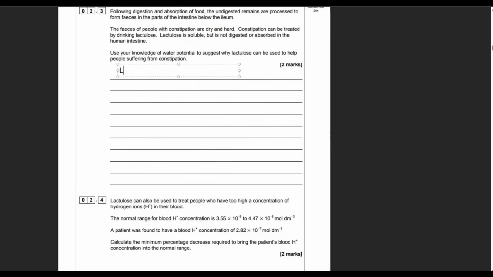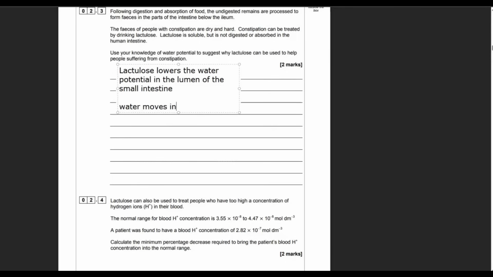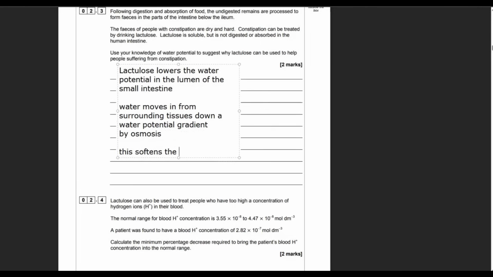So we want to say lactulose lowers the water potential in the lumen of the small intestine. Water moves in from surrounding tissues down a water potential gradient, so from the epithelial cells, etc., moves in down a water potential gradient by osmosis. This softens the feces and relieves constipation.